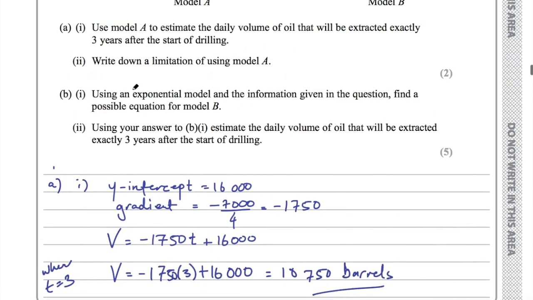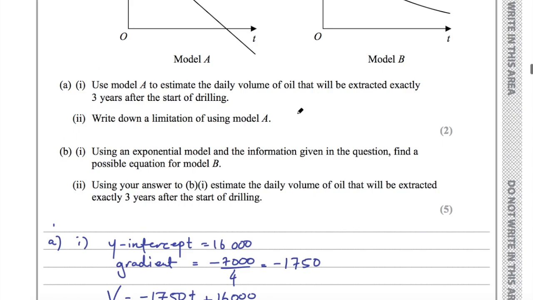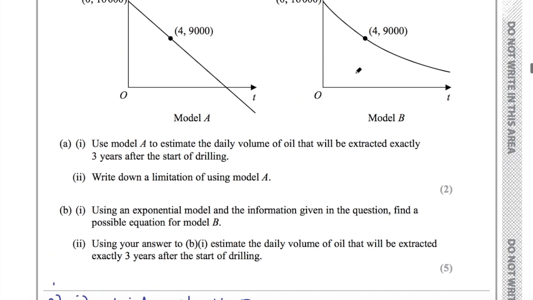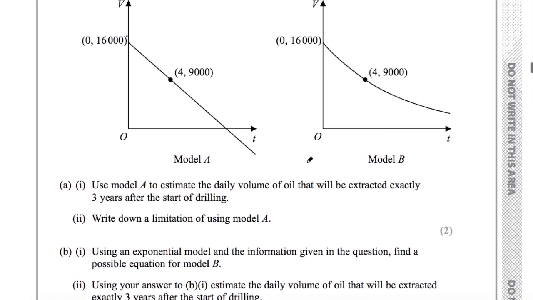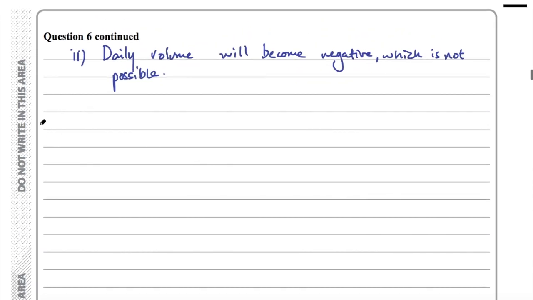Then part B says, using an exponential model and the information given in the question, find a possible equation of model B. Right, so now we need to think of exponential models to try to graph this curve. So the typical exponential model would be something as simple as y equals 2 to the x. So the x in this case becomes the power of some number. That's about as simple as you can get in terms of an exponential model.